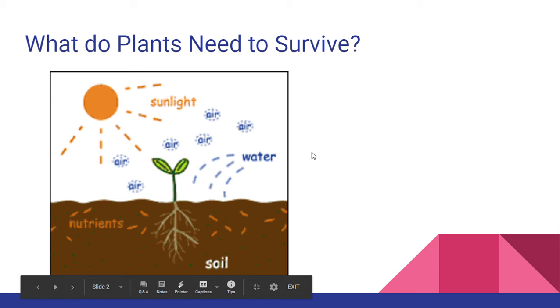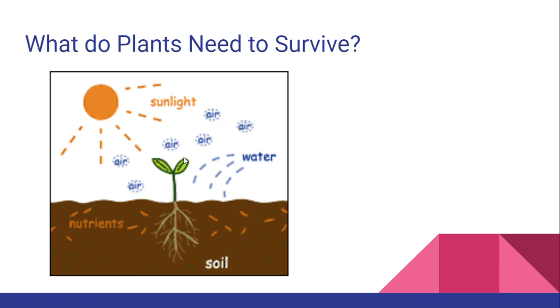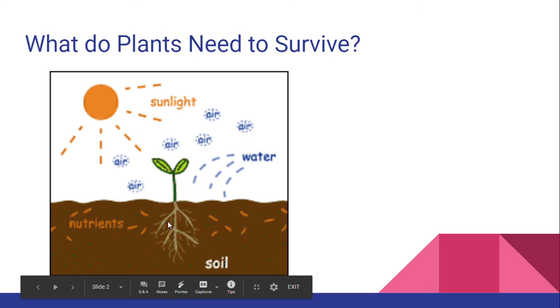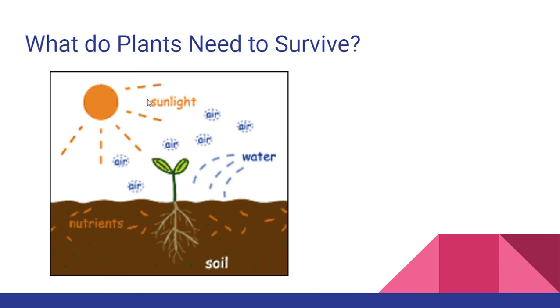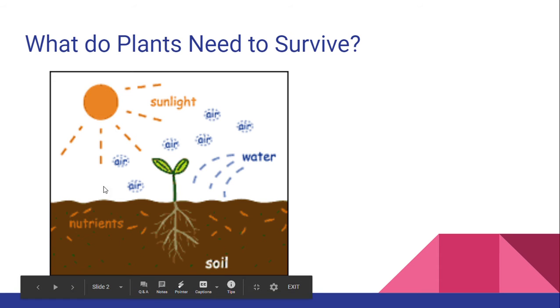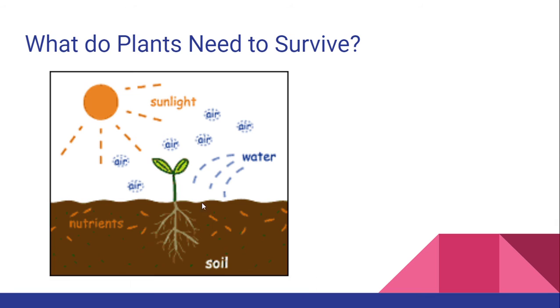So what do plants need to survive? Since plants are living things, they need to get their energy from somewhere, and this is going to be through the process of photosynthesis. In photosynthesis, the plant basically needs three things to survive: sunlight, air, or specifically carbon dioxide in the air, and water. These are all things that the plant needs to make its own energy, but it can also use minerals or nutrients that are found in the soil to stay healthy.